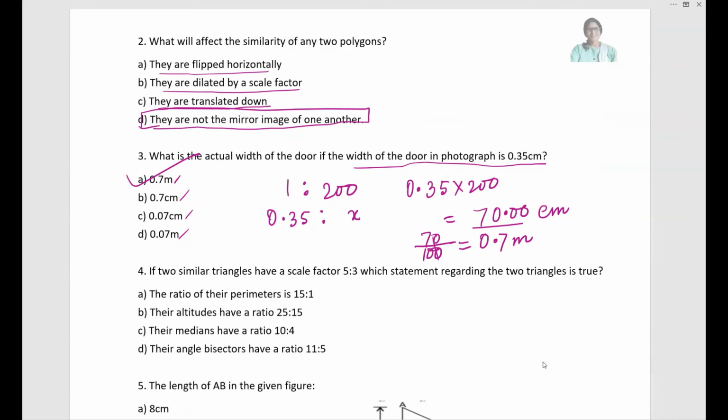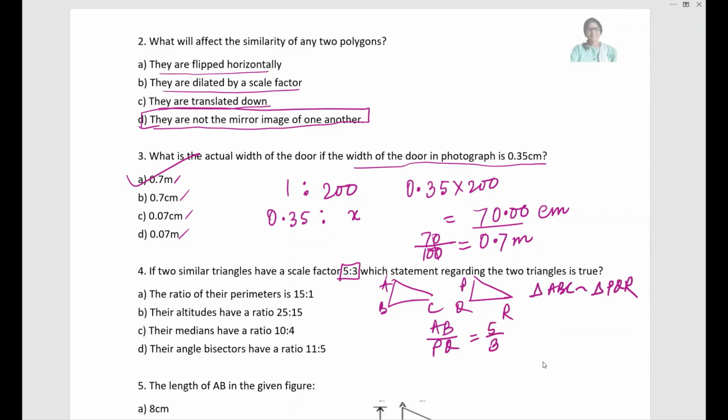Question number 4. If two similar triangles have a scale factor 5:3, that means ratio of their sides. A, B, C, P, Q, R. These are the two similar triangles. Triangle ABC is similar to triangle PQR. Their scale factor of the sides means AB by PQ is equal to 5:3. Now options are there. You have to say which statement regarding the two triangles is true. The ratio of perimeter is 15:1. Their altitudes have ratio 25:15. Their medians have a ratio 10:4. Their angle bisectors have ratio 11:5.